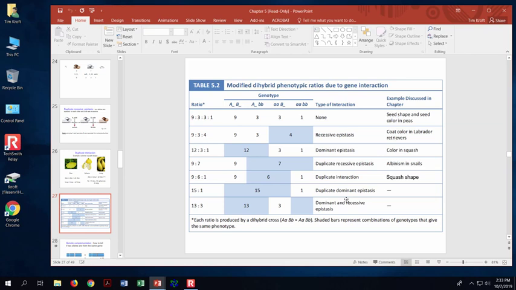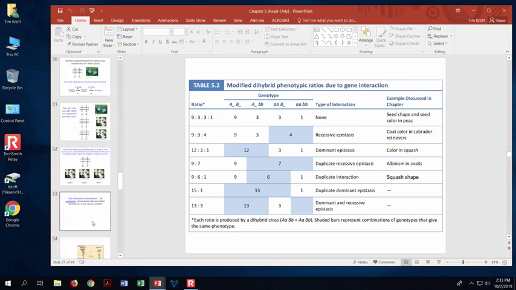Come on, say it again. Yes. Everything we talk about in class is something you have to know about. So yes, you do have to know about cytoplasmic inheritance.